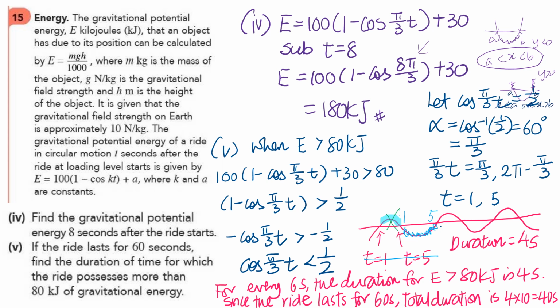All right, so for every 6 seconds, that is the period, right? For every 6 seconds, the duration for your energy to be more than 80 kilojoules is 4 seconds. Then you want to calculate for the ride lasting 60 seconds. For every 6 seconds is 4 seconds. So 60 divided by 6 is 10. So 10 times 4 gives you 40 seconds. So if you want the ride to last for 60 seconds, then the total duration for your energy to be more than 80 kilojoules will be 40 seconds. Okay, so this is how you do it.